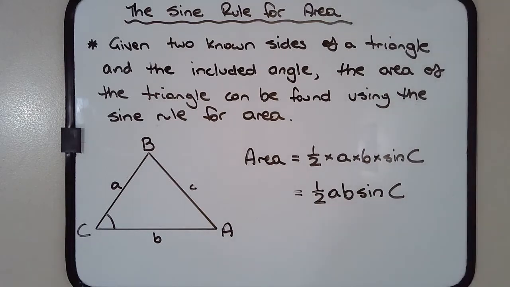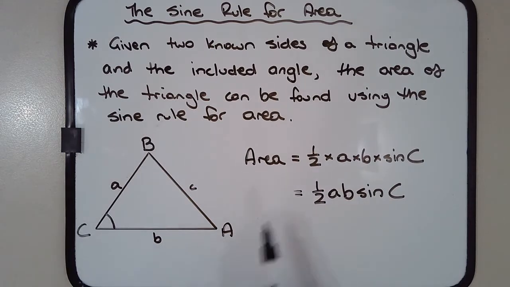Now the sine rule for area is a formula that is used to calculate the area of a triangle if we have two known sides and an included angle. So it's a bit like the cosine rule in that sense. The criteria for using the cosine rule is that you need to have two known sides and an included angle, or three known sides, of course. For the sine rule for area, it's the same criteria. You need to have two known sides and an included angle.